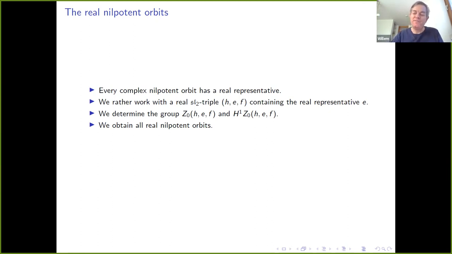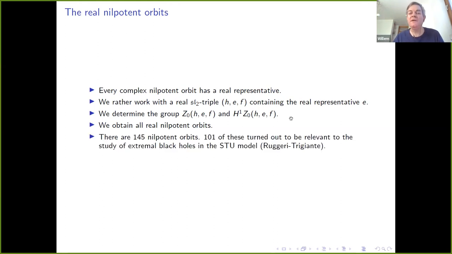If you take the complex nilpotent orbits, you have representatives that are sums of tensors with all coefficients one, and then you obtain all real ones by putting a lot of plus or minus ones. Okay, so that's more or less how you get so many orbits, because there's a lot of plus or minus ones. Anyway, it doesn't really matter. We get 145 nilpotent orbits in this case.